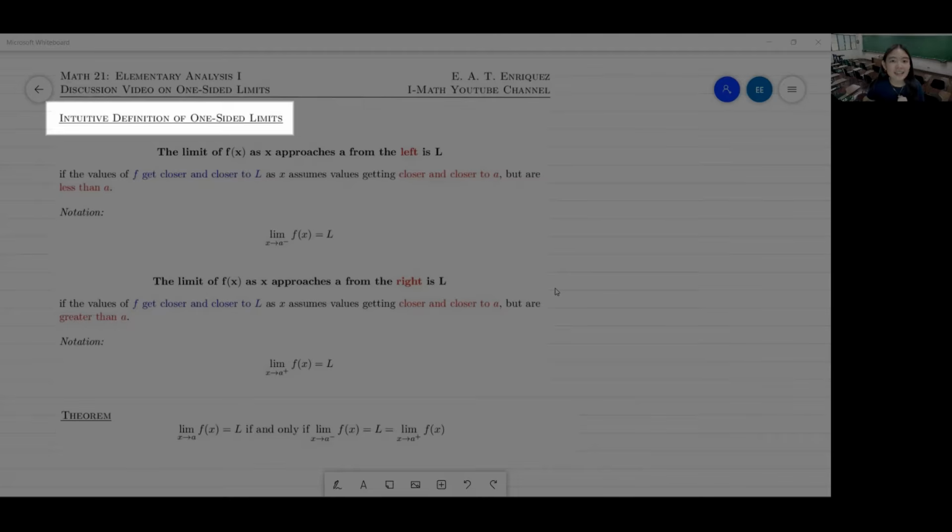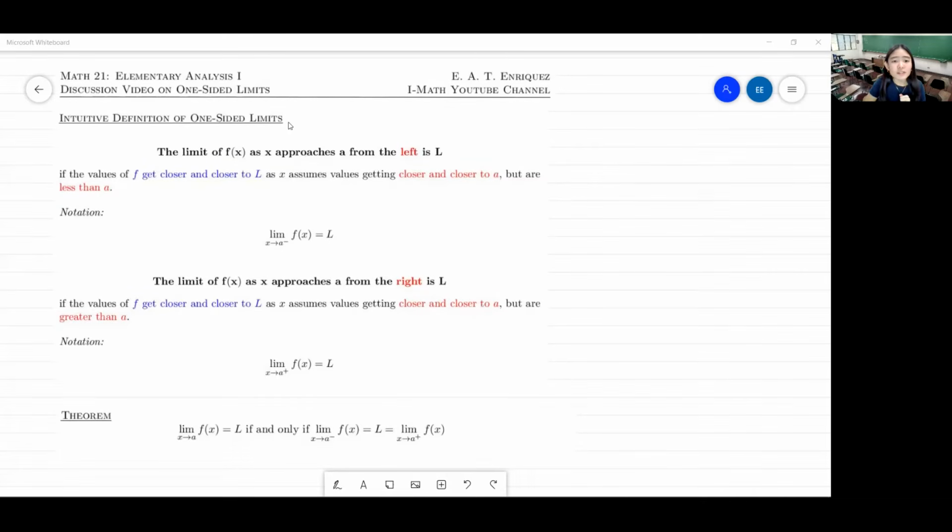The first one here is the definition of the one-sided limits. Basically, the concept of one-sided limits is similar to your concept of limits from topic 1. Here though, our x is approaching a value A from a particular side of A. From the name itself, one-sided. In our first definition, x approaches A from the left. That is, x assumes values close to A, but less than A, because it is on the left of A.